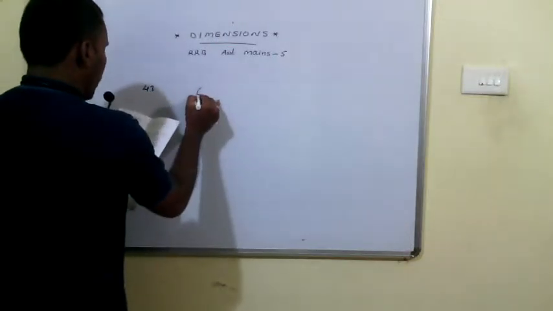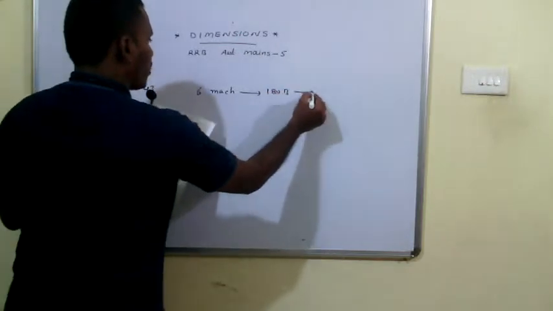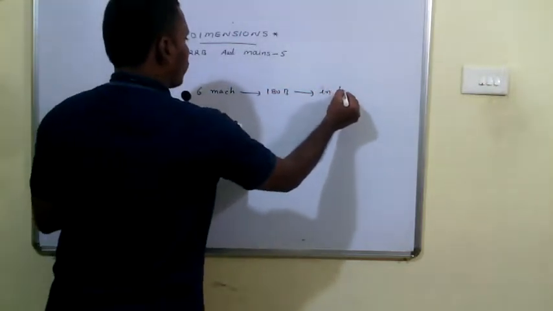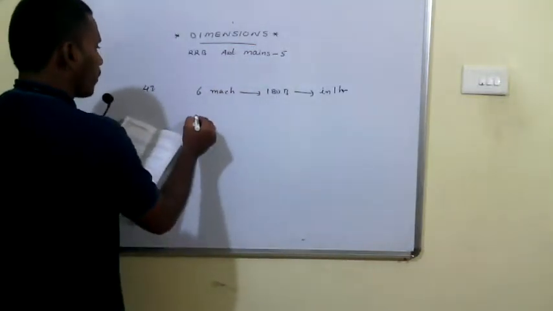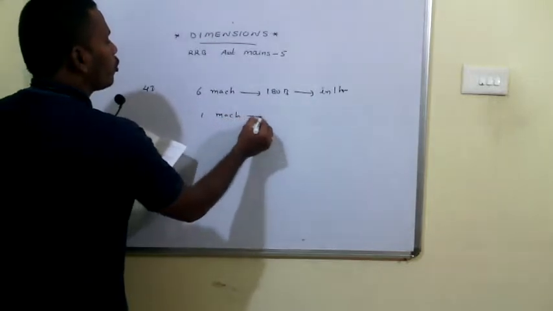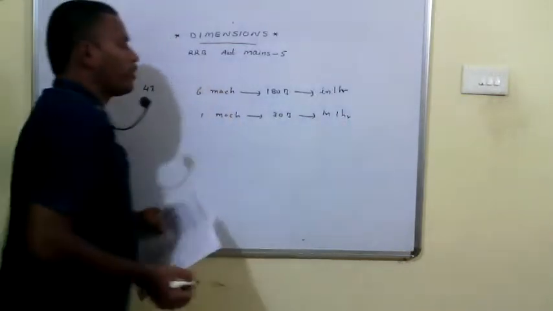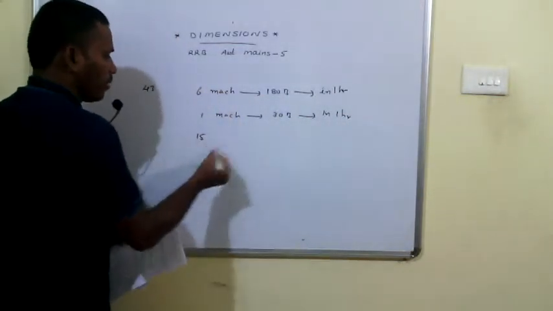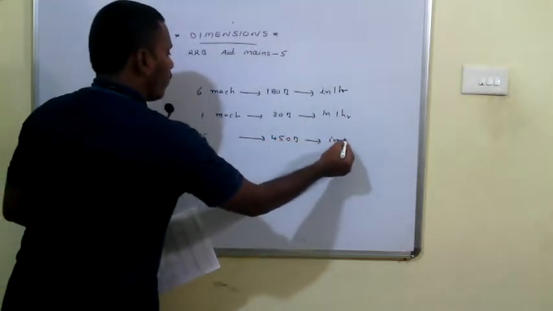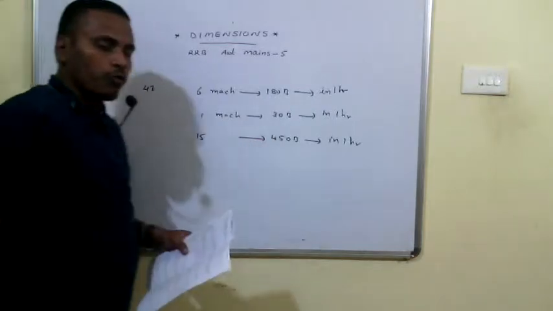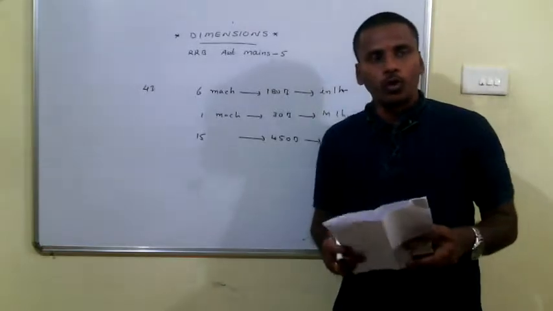As per the problem, it is given that 6 machines will produce 180 bottles in 1 hour. Then 1 machine will produce 180 by 6, that means 30 bottles in 1 hour. In 1 hour, 1 machine produces 30 bottles. What about 15 machines? 15 machines will produce 15 into 30, 450 bottles in 1 hour. In 1 hour, 15 machines produce 450 bottles. So in half an hour, 15 machines produce 450 by 2, 225 bottles.